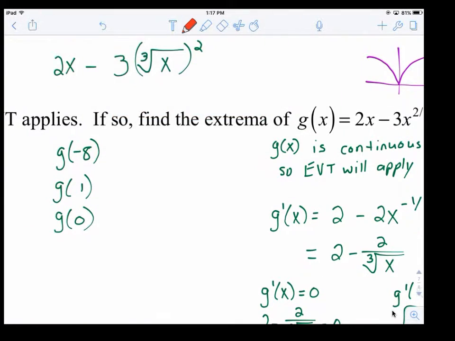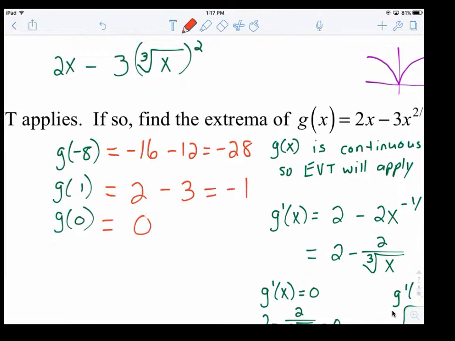All right, so that's my original equation. So if I plug in -8 into my original, I get -16. The cube root of -8 is -2. -2 squared is 4. 4 times 3 is 12. So -28. If I plug in 1, I get 2 minus 3, which is -1. And if I plug in 0, I get 0.